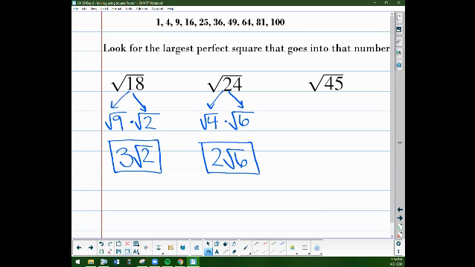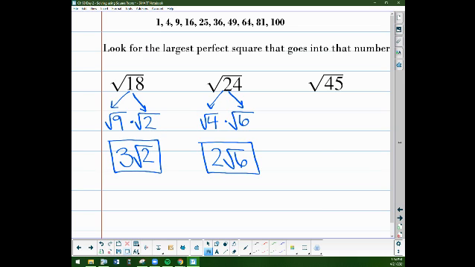All right, and then lastly, square root of 45. Remember, I'm going to look through all of these perfect squares, starting from largest going to smallest. Remember, I don't want to look at anything bigger than 45, so I'll start with looking at 36. Does 36 go into 45? Well, no, it doesn't. That gives me a decimal. Does 25 go into 45? No, that gives me a decimal. Does 16 go into 45? Nope, that gives me a decimal.